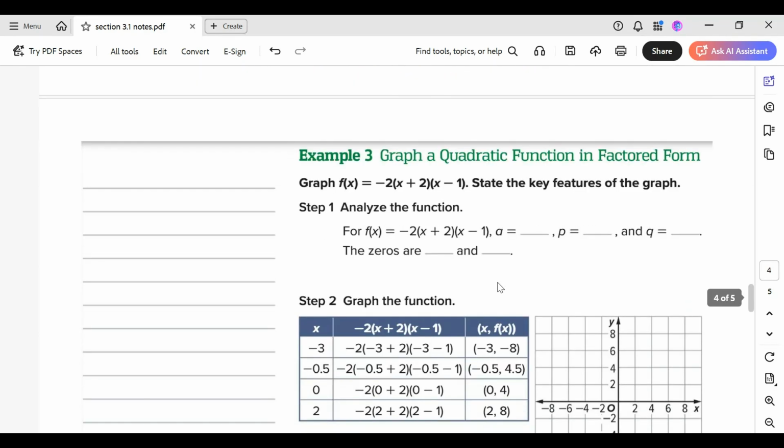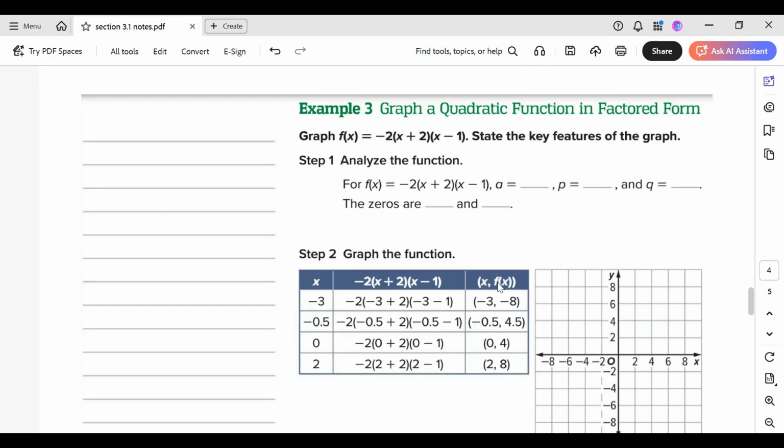Okay, in example 3, they want us to use the quadratic function in factored form. So they gave us the problem f of x equals -2, parentheses x plus 2 times x minus 1, and they want the key features. So when you're looking at this, our -2 is in the same position as where a normally would be. Our x plus p values, so remember, you're going to take each piece and set it equal to 0.